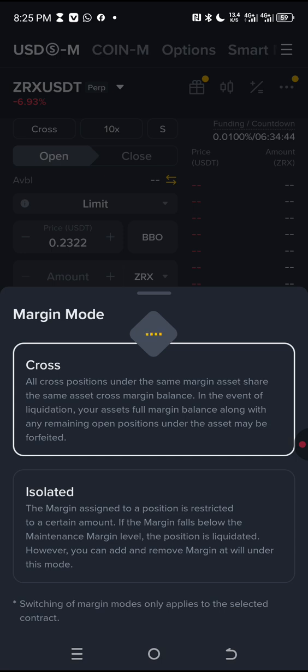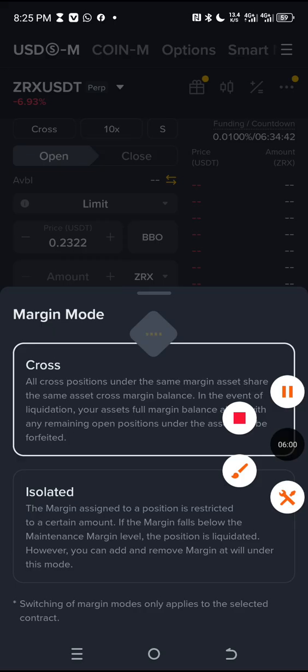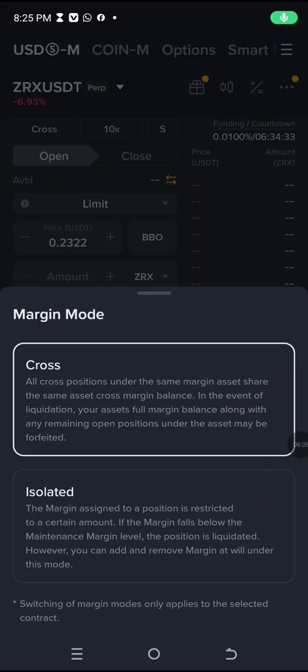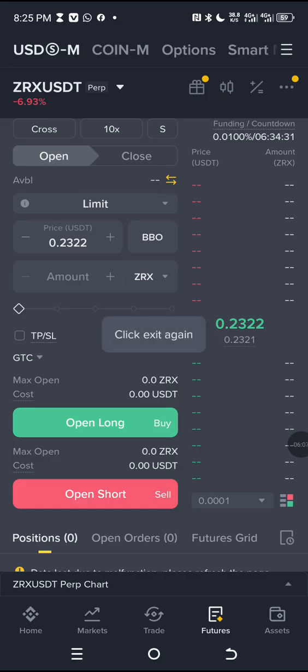My network is really slow. Very slow. They're telling me the mode is already adjusted, so there is no need. Okay, but I hope you got that concept.